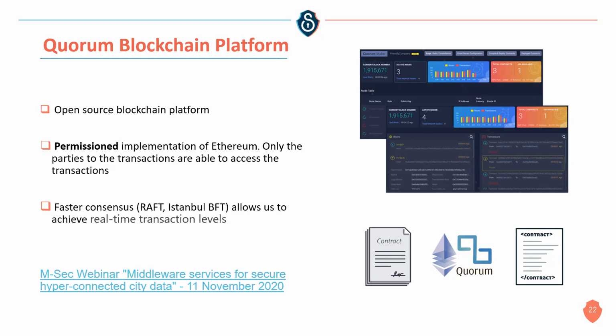It also enables a multiple voting-based consensus mechanism, avoiding the energy-consuming proof of work mechanism for consensus. We need a permissioned blockchain for privacy and a middleware service to interact with the crypto companion database and with the different MSec use cases. MSec has access to Alastria, which is a Spanish public permissioned network based on the Quorum blockchain platform. For more details about the MSec blockchain component, you can also watch the previous MSec webinar held on November 11th regarding middleware services for secure hyperconnected city data.